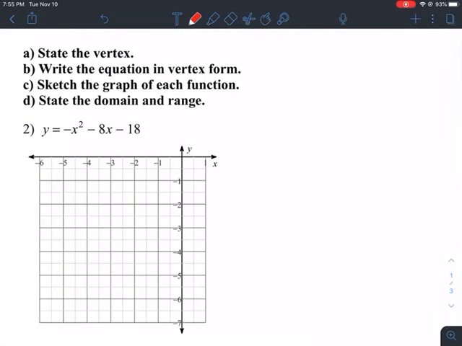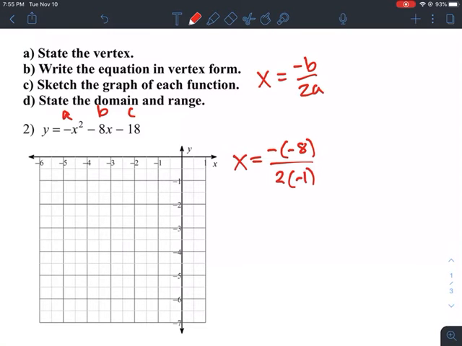For this one, for the vertex, I have to use the formula x equals -b/2a. So here's A, B, and C. So that means I'm going to get -8 over 2 times -1, because if there's not a number for A, it's going to be a 1. So that becomes 8 over -2, which is -4.